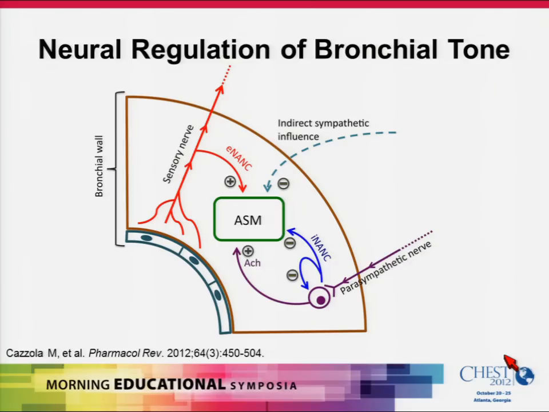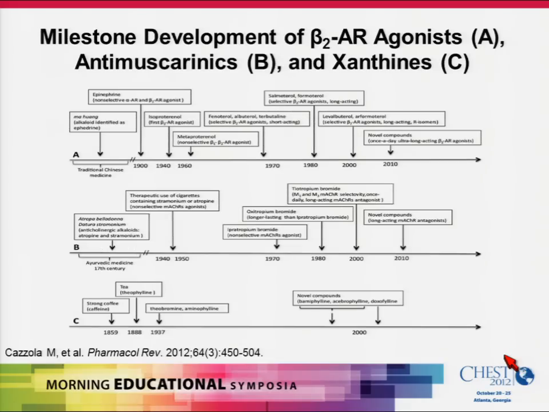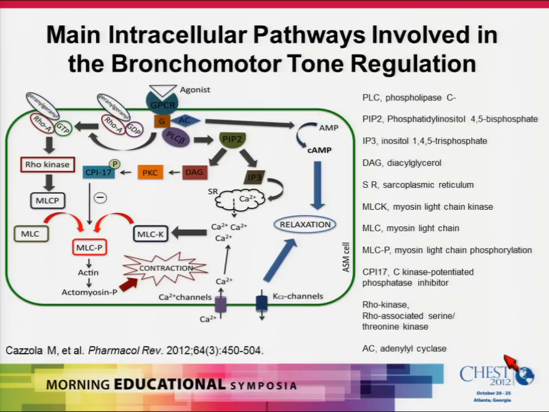Well, thinking about the bronchodilators, we know that our airways are under the control of parasympathetic nerves, but also we have an indirect sympathetic influence. And this is the reason why, over the years, there has been a big interest in developing beta-2 agonists, antimuscarinic agents, and also xanthine methylates that can influence the beta-2 adrenergic receptor activation cascade. However, we now are looking for new targets, and this is possible if we look at the main intracellular pathways that are involved in the bronchomotor tone regulation.